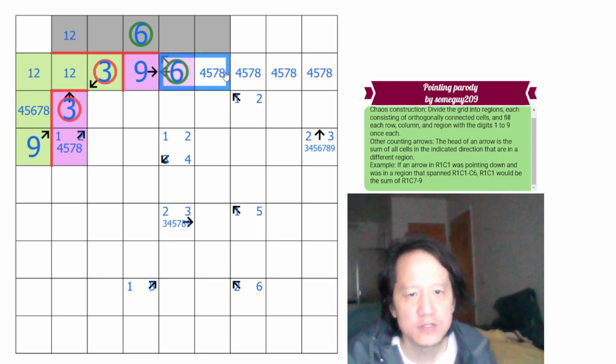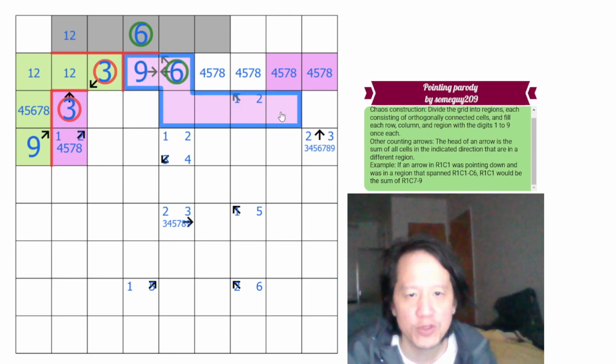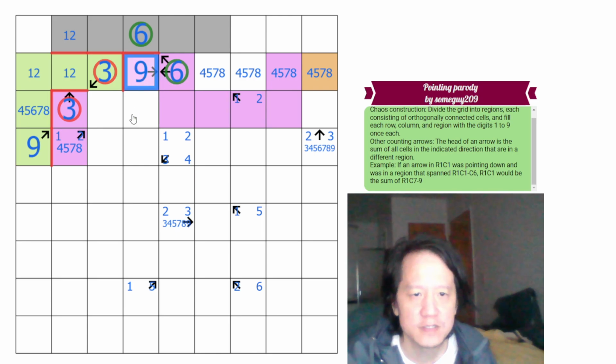So say we tried to make this pink. How is that possible? We'd have to do something like this. This is 1, 2, 3, 4, 5, 6, 7, 8, 9, 10. But these are not orthogonally connected. Therefore, this cannot be pink. Therefore, this is some other region. It could be gray, but we're going to make it orange right now. Say this was pink. We'll try doing that. 1, 2, 3, 4, 5, 6, 7, without these 2.